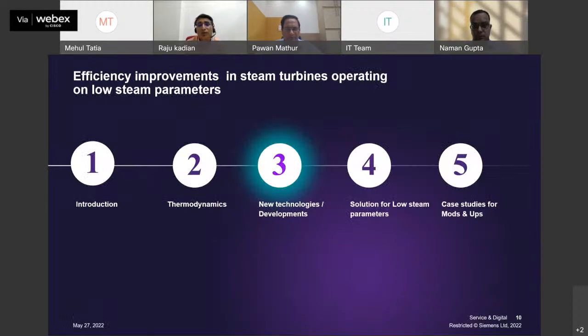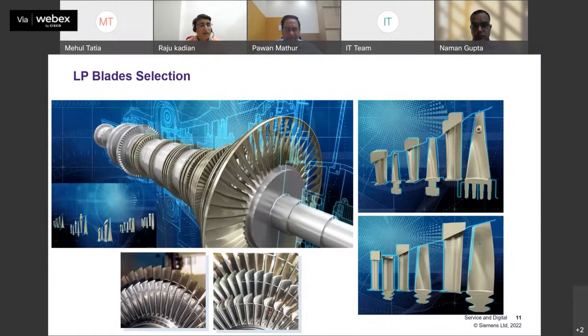Now coming to new technologies and development in the field of turbines. In Siemens, we have different families of last stage blades. We call them B blades, SK blades, C blades, E blades, and EL blades. Last stage blades are important both from the thermal as well as the mechanical point of view.